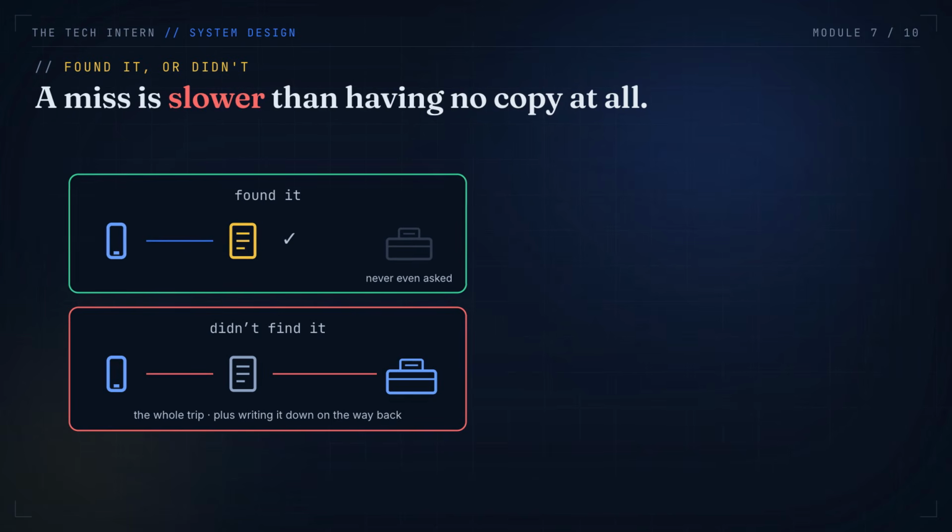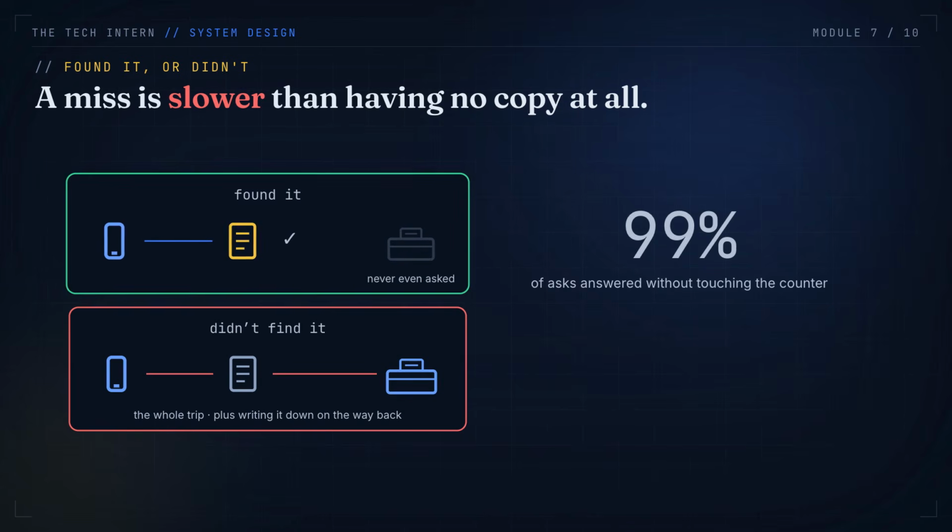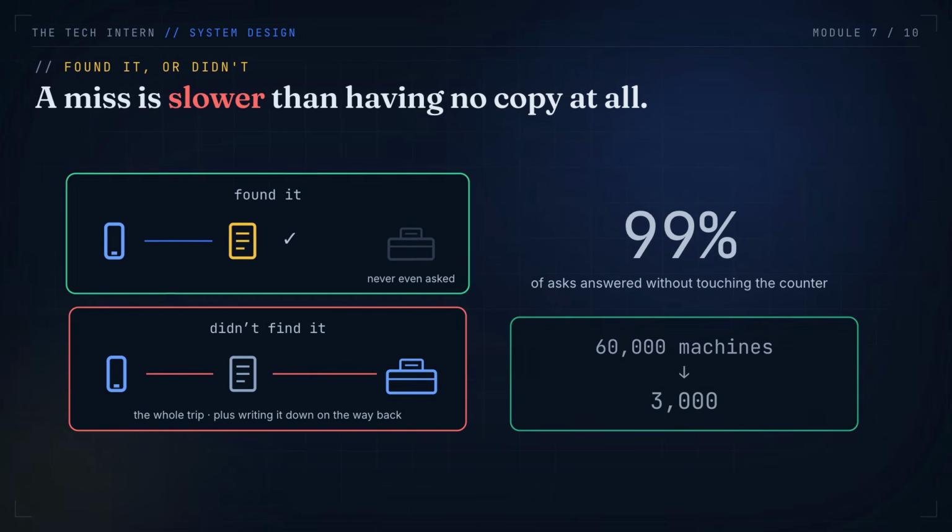Which means this entire idea lives or dies on one number. What fraction of asks are hits? The hit ratio. And when that number gets high, the arithmetic gets silly. Uber runs a cache in front of their databases serving over 40 million reads a second. On one path, 99% of those never touch the database at all. Serving that straight from storage would have needed around 60,000 processor cores. With the cache in front, 3,000. Same answers, 5% of the machines.